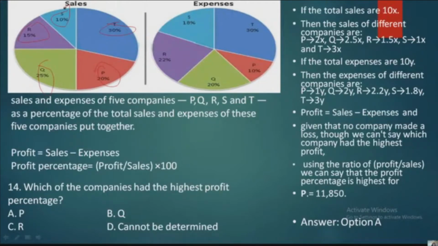Similarly, for expenses, I am considering the total expenses as 10y. Depending upon that, you have to find the expenses of the different companies. Here P has 1y expense, 2y expense for Q, 2.2y expense for R, 1.8y expense for S, 3y expense for T. This is about the expenses, and the above is for the sales.